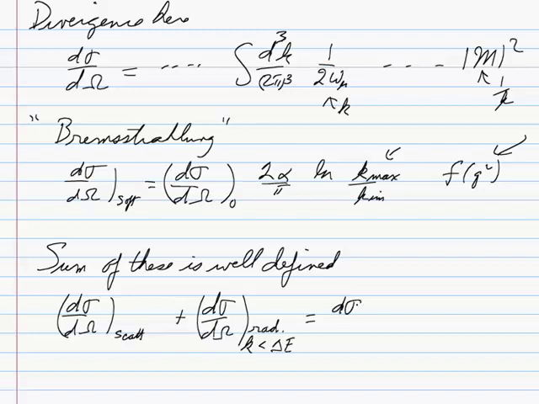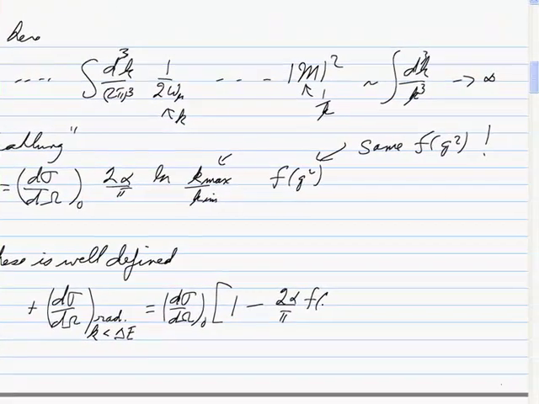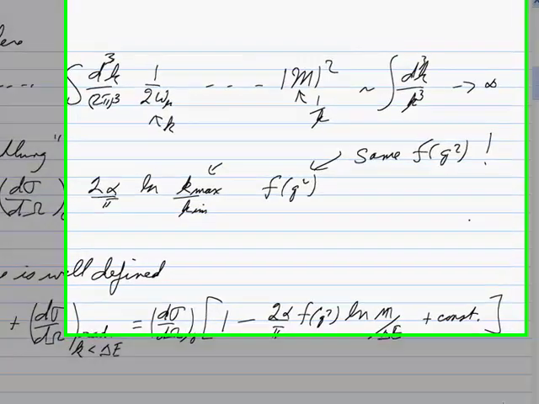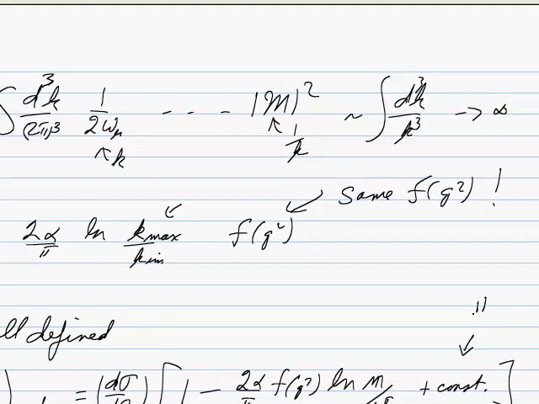This is d sigma d omega 0. They're all proportional to that. 1 minus 2 alpha over pi, this f of q squared, but then we get log m over delta E plus some constant. And to get the constant right, you have to really do it really carefully. So I'm certainly not doing that. Turns out to be 11 over 24. You know, how many times do you see 11 over 24 in a physics calculation? But that's what you get.